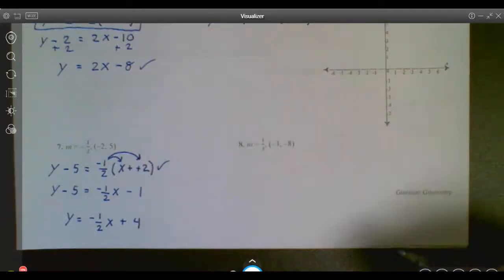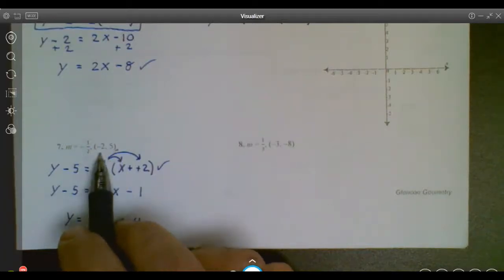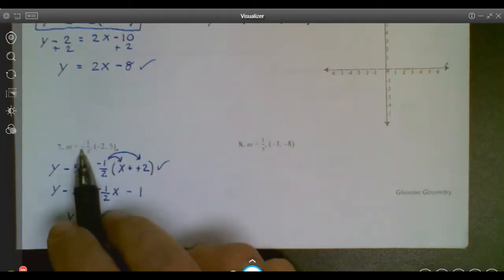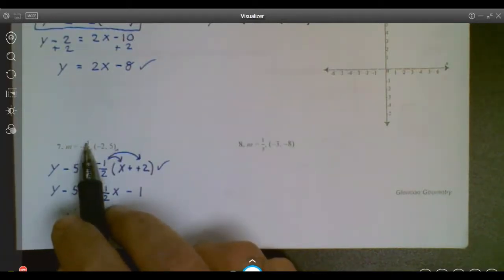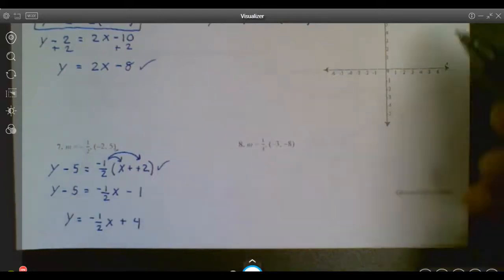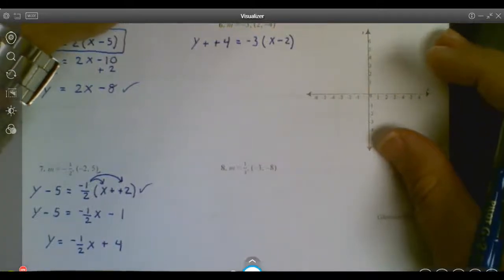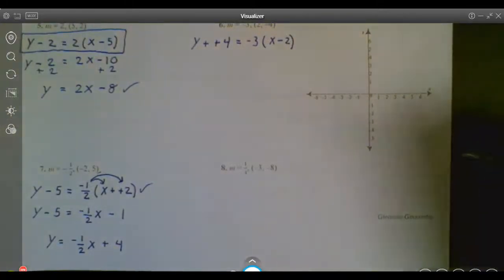If I want a graph, again, you would plot this point of negative 2, 5. And then from this point, because this slope is negative, you would go down 1, right 2. Let's try one more, and this one we'll put on the graph, and we'll leave it on there. Welcome to pause and try this ahead of me.